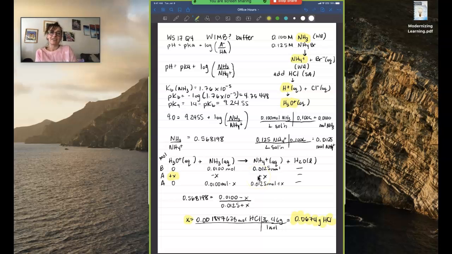Now, please do not confuse this with the RICE table. I know with the RICE table, you automatically say minus x and plus x, and that is the change to reach dynamic equilibrium. Here, we're actually doing some stoichiometry. We're doing a full reaction, and that's why the arrow is going straight forward there, right? And we understand that we're neutralizing all of our strong acid, so that's why we're left with zero amount in the end, because it's completely neutralized by the ammonia of our buffer, okay?